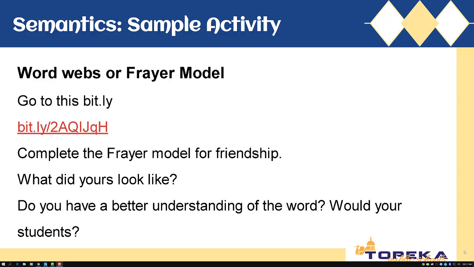After completing the Frayer model for friendship, what did yours look like? Do you have a better understanding of the word? Would your students? Do you see how this Frayer model activity could help your students understand the intricacies within a word and all of the knowledge that the student would bring to the word or words that you are using? If you completed this activity with a colleague or colleagues, compare your maps. Did yours look the same or different? How would your students' look the same or different if you were to complete this activity with them?